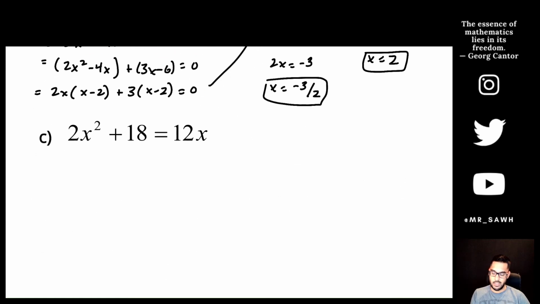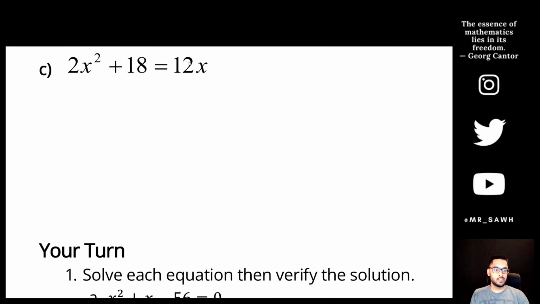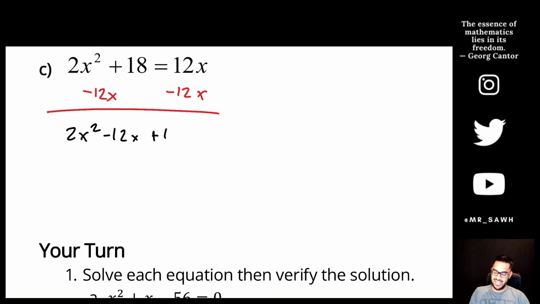Okay, C is no different. Again, you want it to be equal to 0 first, so let's collect all our terms on one side, so minus 12x, and that will leave you with 2x squared minus 12x plus 18 is equal to 0. Again, factor it. Look for a common factor first. I have one of 2, so there's x squared minus 6x plus 9 equal to 0.